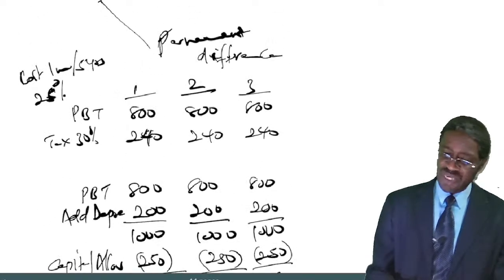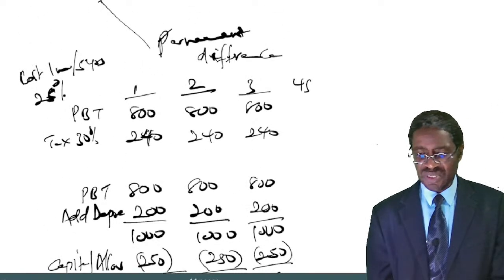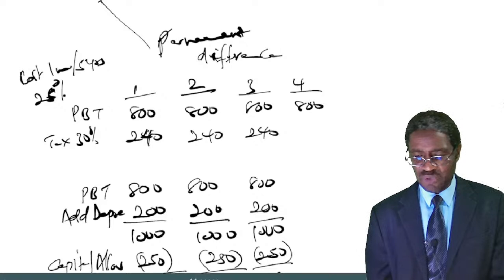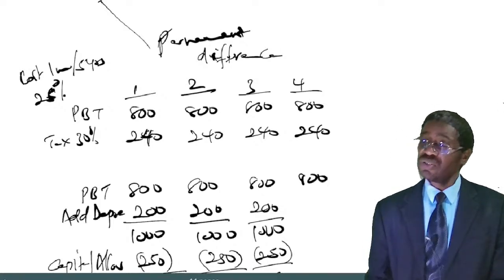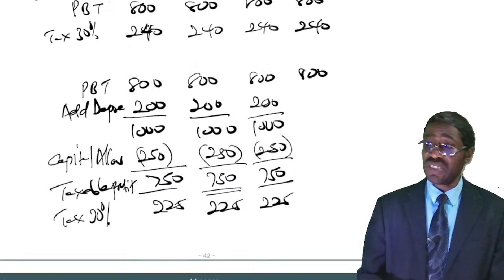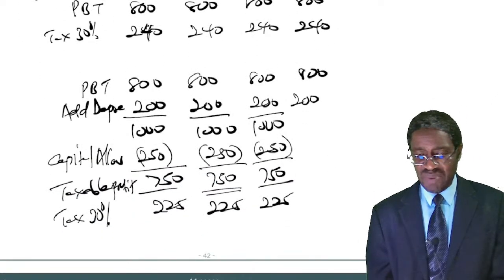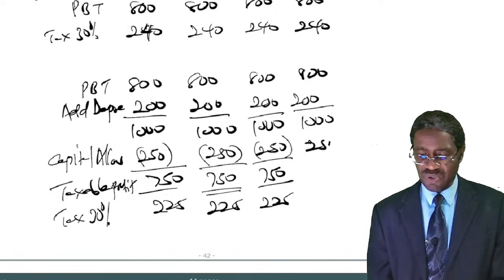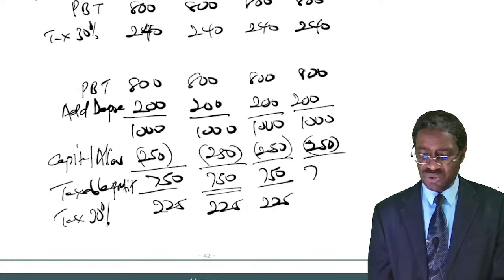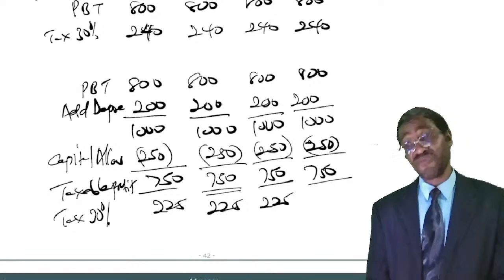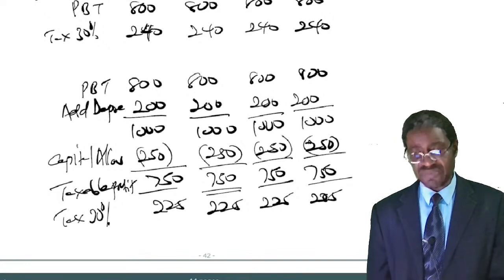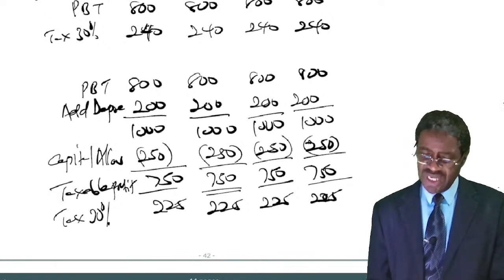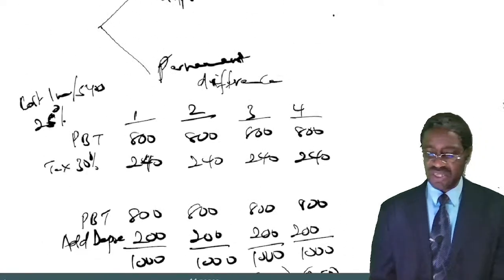Fourth year, let me assume the same thing happened. I made a profit of 800. I thought I'll pay tax of 240. He told me no, you will not tax me on 800. Took my 800, added back my depreciation of 200, got 1,000. He gave me a capital allowance of 250. Then he told me again, pay tax on 750. At 30%, I will pay him 225. Good. Final year, that is the 5th year.